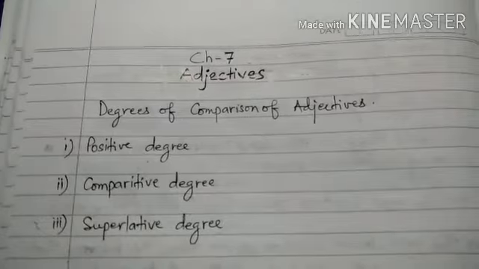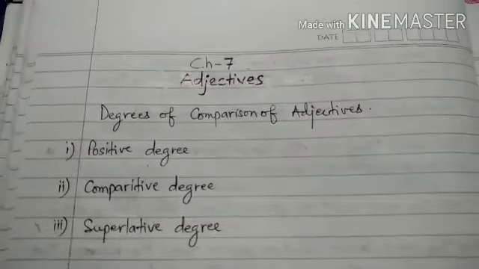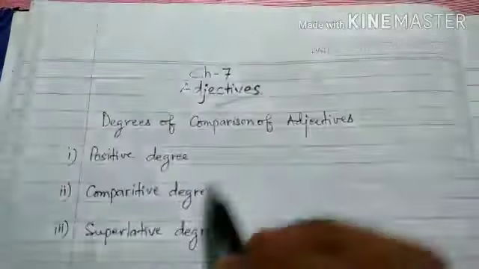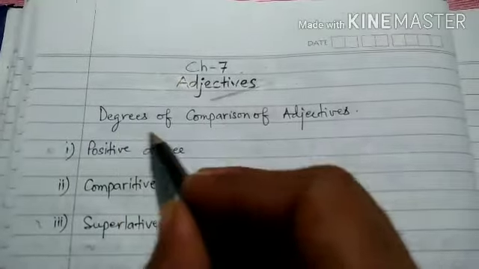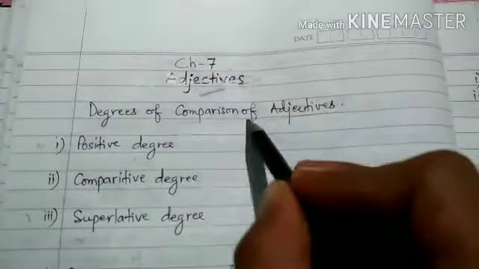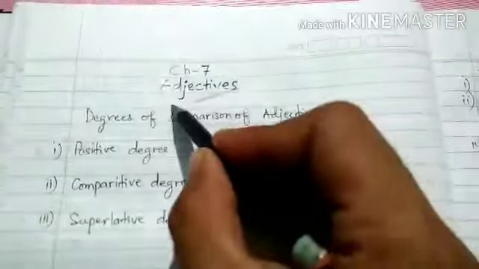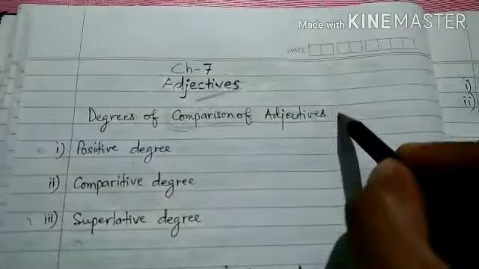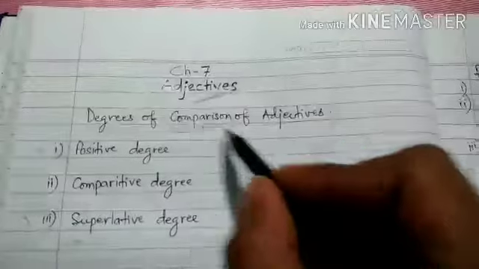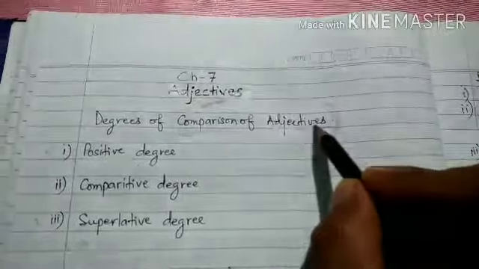In today's class for the students of standard 6, we will continue with chapter 7 of our English grammar, adjectives. And in this video, we will understand the degrees of comparison of adjectives. Degrees of comparison of adjectives. Comparison of adjectives means whenever we compare a noun or a pronoun with another noun or pronoun, we use adjectives to compare them. Why adjectives?